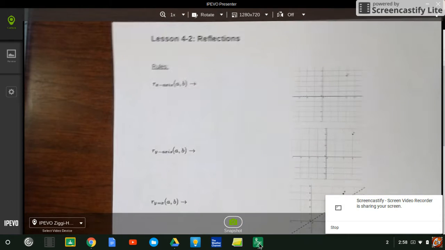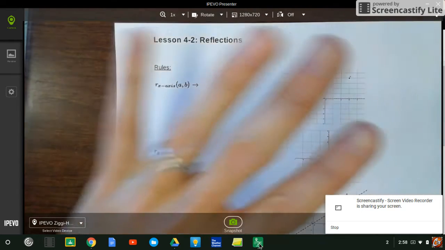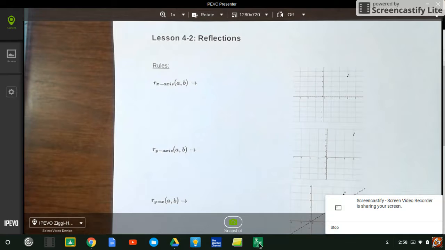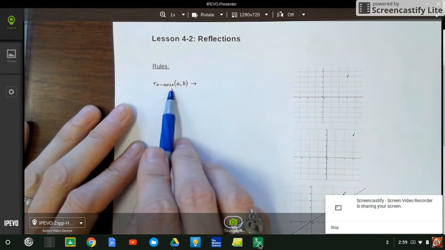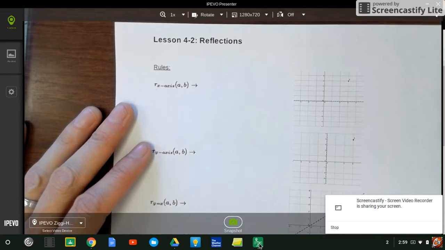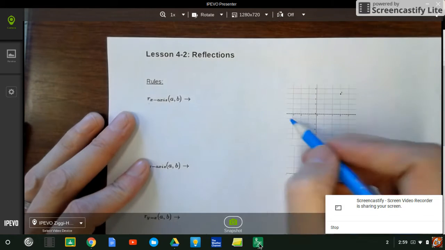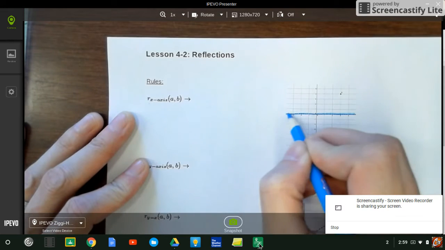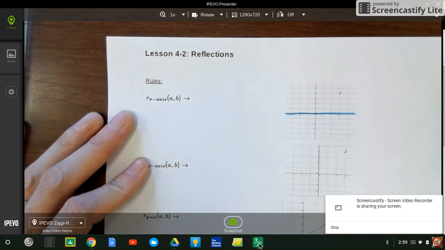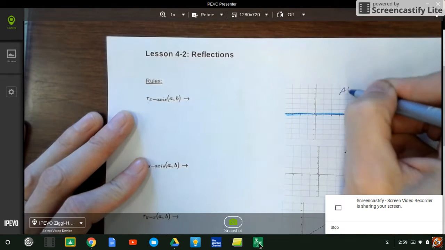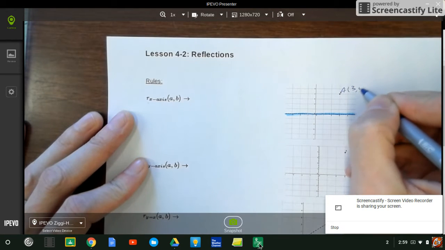So looking at problems on the XY axis, there are 4 different rules that we need to learn. The first one, if I reflect over the x-axis. So remember where your x-axis is. My x-axis is right there. So there's my line of reflection. And I've got this point here, A. A is at point 3, 4.